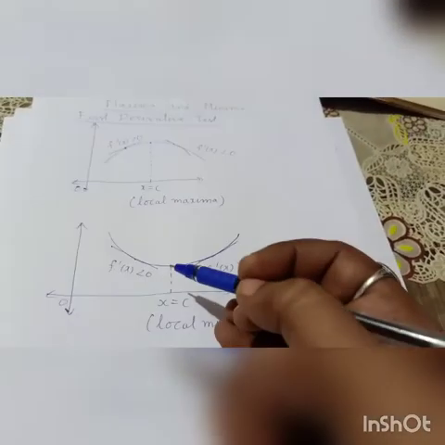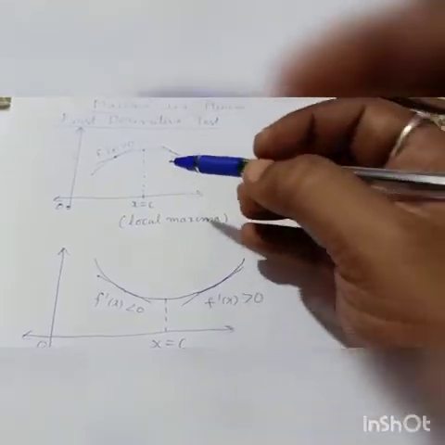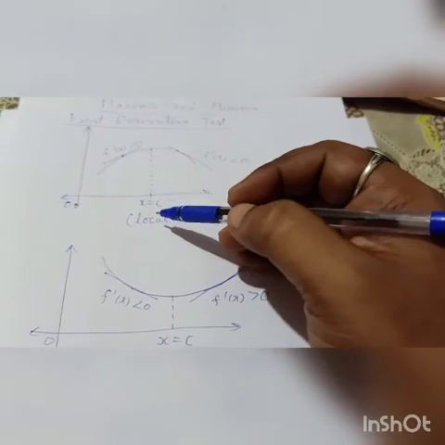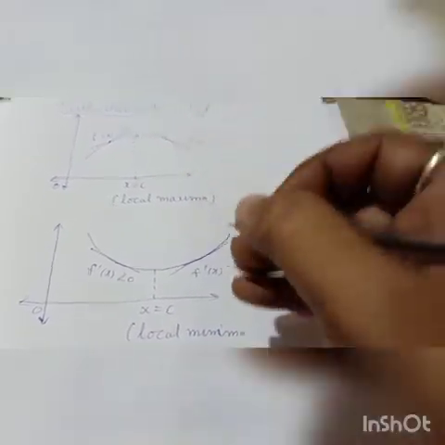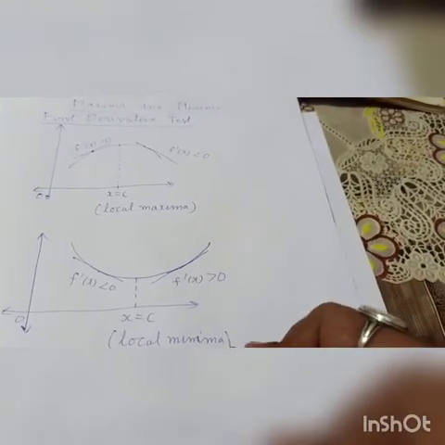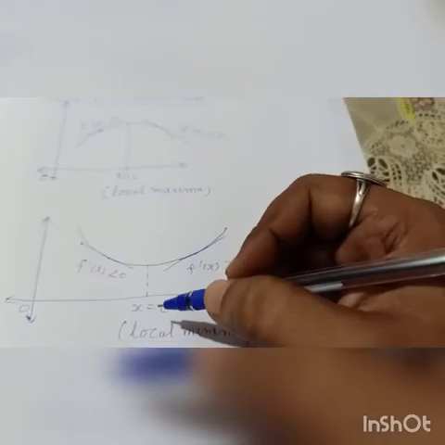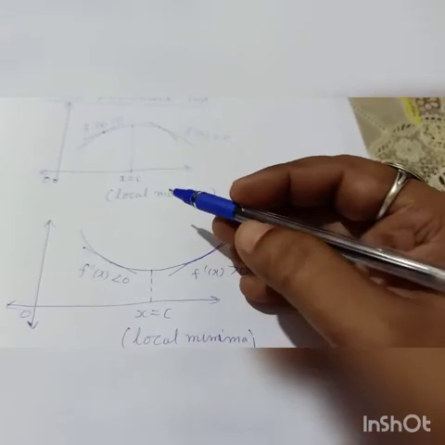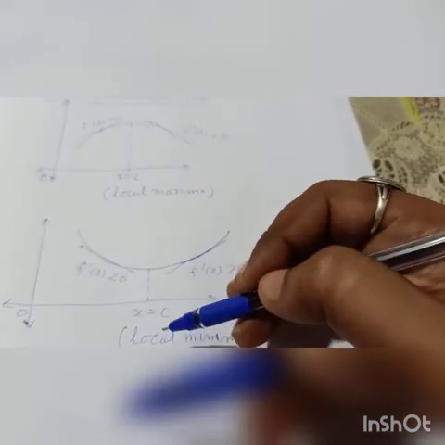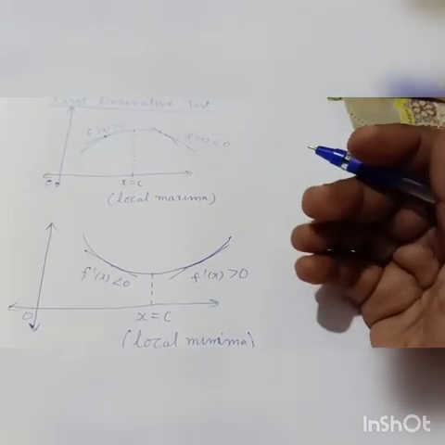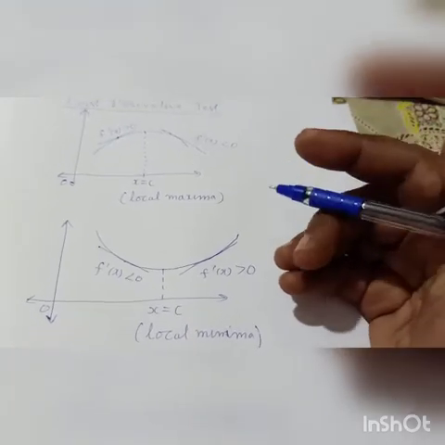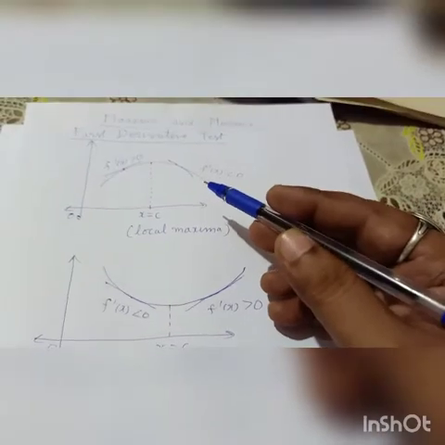So there are two situations. In the first case we get a point of local maxima, and in the second case we get a point of local minima. If you put these values, that is local maxima and local minima, in the function, you will get the local maximum value and local minimum value of the function respectively. So this is our first derivative test.